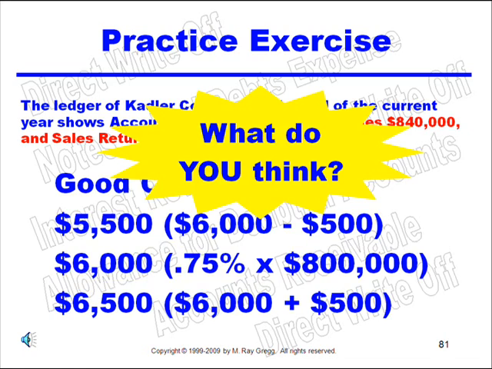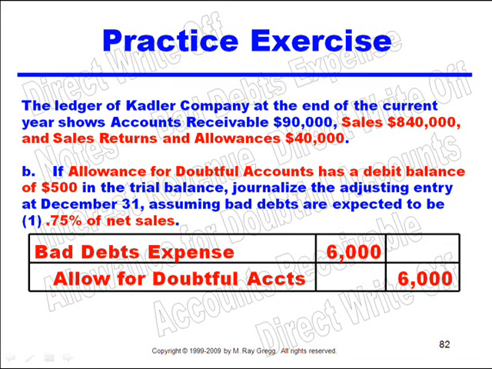The right answer in this case is $6,000. $6,000 is the right answer because it was based on revenue. The amount of the calculation was 0.75% of net sales. If it's based on revenue, you simply make the entry for that much. If it's based on revenue, it's an income statement approach, and you're being told what you want in bad debts expense. Bad debts expense didn't have anything in it before, so we would want to make the entry for that amount. It's an income statement view. When it's based on receivables, we consider the balance of the allowance account. When it's based on revenue, we simply make the entry for that much.